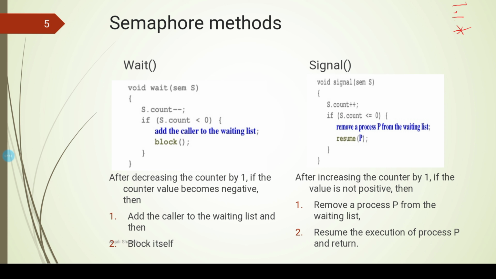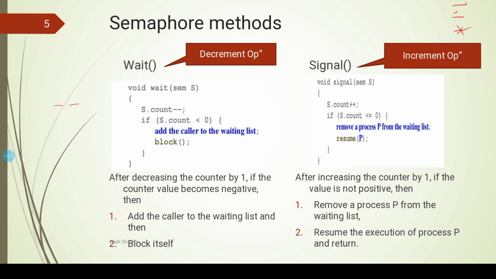And these two operations are programmatically written in a method or function, which is the wait function and the signal function. In order to understand wait, it is a decrement operation. That means you decrease the value in wait. And talking about signal, it is the increment operation. That is, we increment the value in the signal operation.